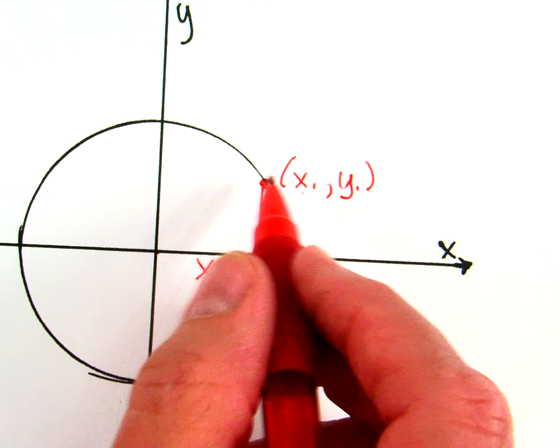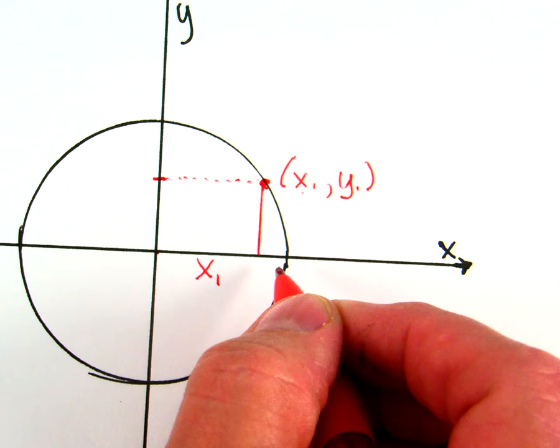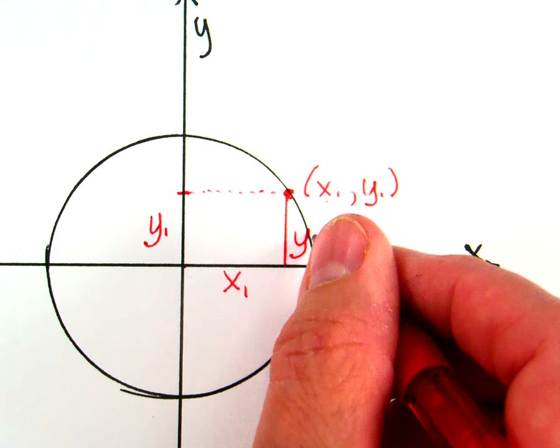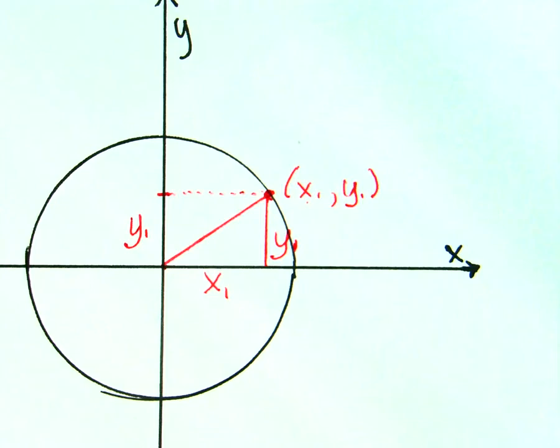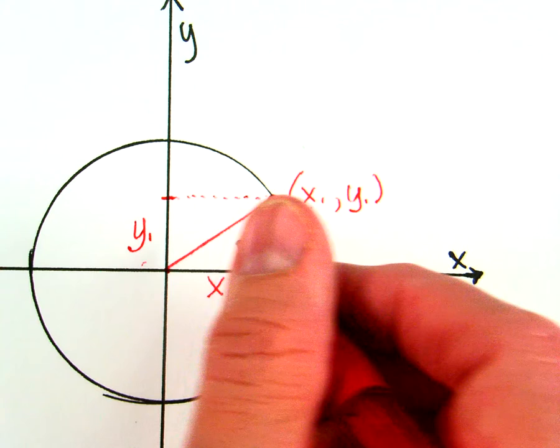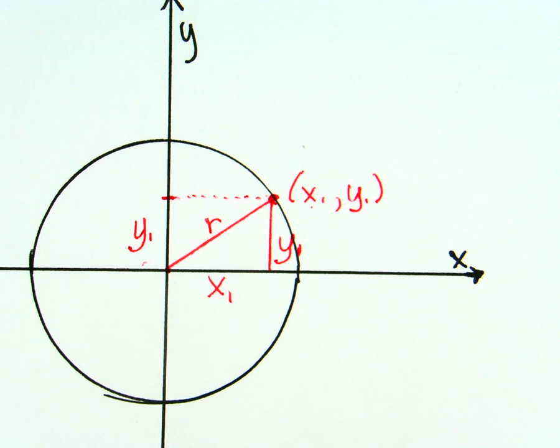And if I take the distance over here, that's the same as the vertical distance from the origin, so that's y sub 1, or also here on this side, the distance is y sub 1. I'm going to make that a triangle. I'm going to make a radius. There is the distance from my point to the origin, and that's the definition of a radius. It's the distance from the center to the circle.